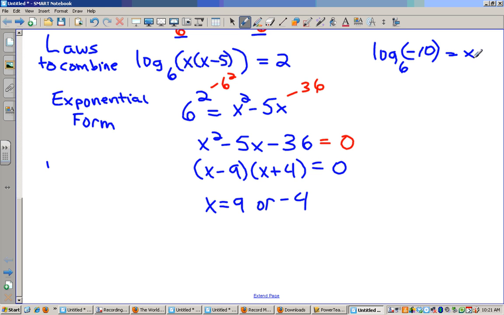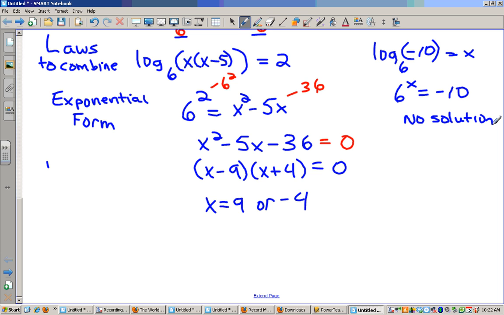If we rewrote that, this would mean 6 to some power equals negative 10. Do you agree? Even without the x, that's what this represents, doesn't it? The power that I'm raising 6 to get to negative 10. Good, that's no solution. Well, because you can't raise a positive base to a power and get any number 0 or less. It has to be positive.